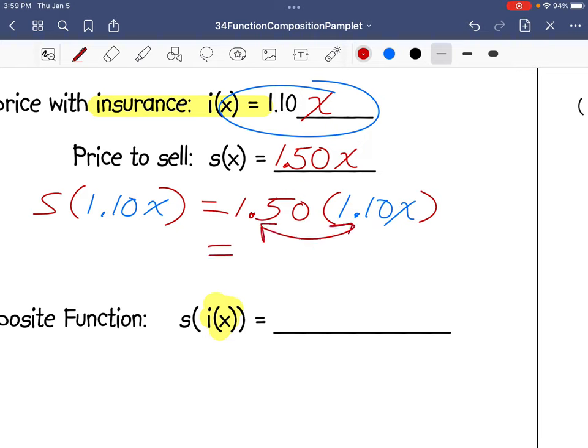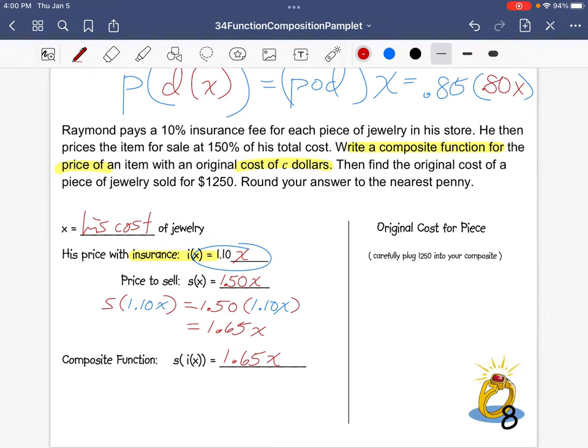And we end up with, when you multiply these together, 1.5 times 1.1 comes out to be 1.65. Basically a 165% upcharge. He has to charge the people 65% more if he wants to cover these costs and make some money. So that's your combination equation. That's both of them together. We can use that to answer a fun question.